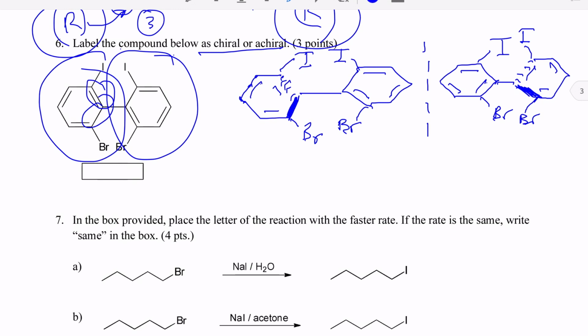right, so this would be the mirror reflection of that molecule. And with that, we have to see, well, are these two non-superimposable mirror images?